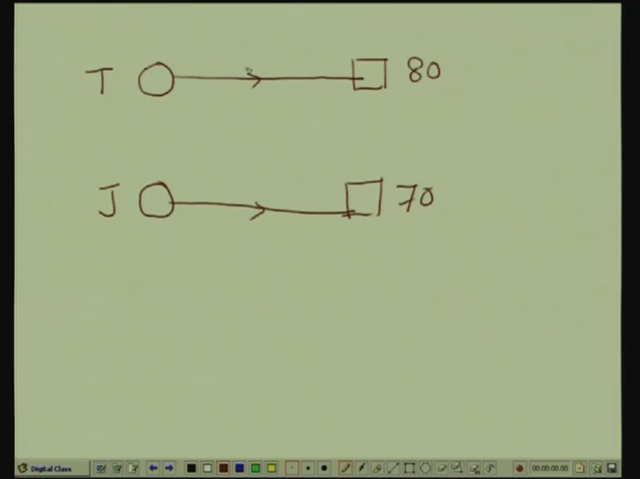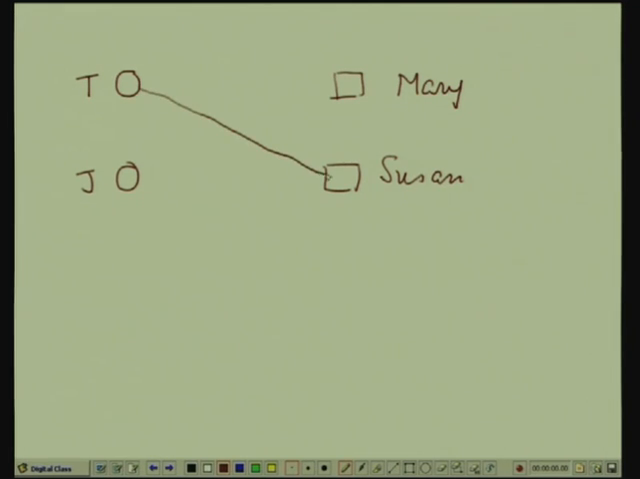Now, the strength of these links are 1. Say I can also have another relation, say Tom, John, and there is Mary and Susan, and a relation may be something like this. The relation is likes. Tom likes both Mary and Susan, and John likes Mary.